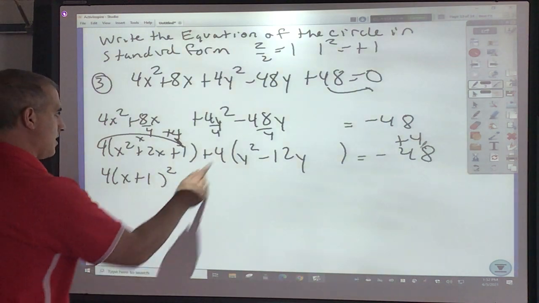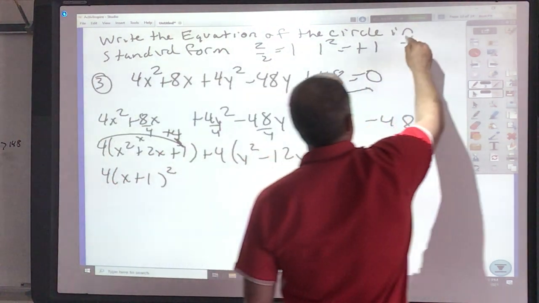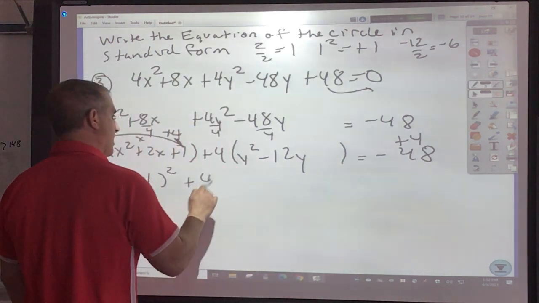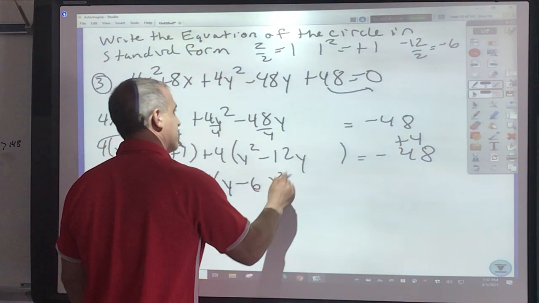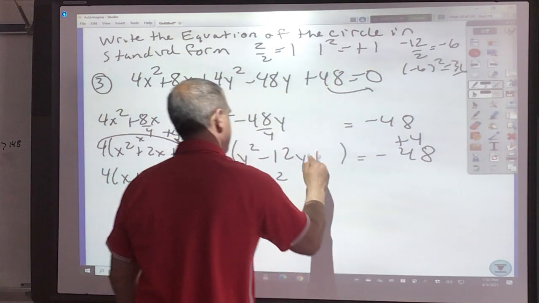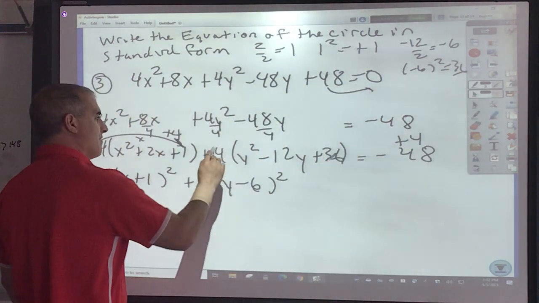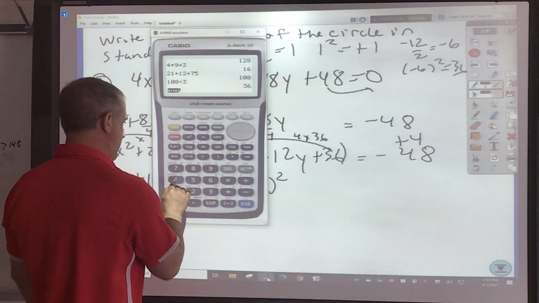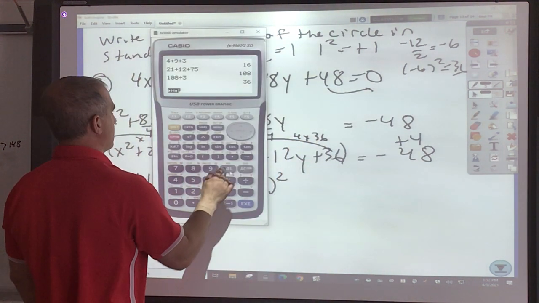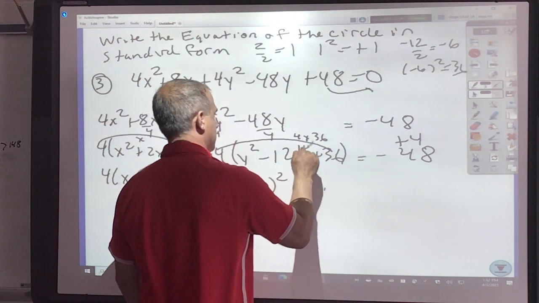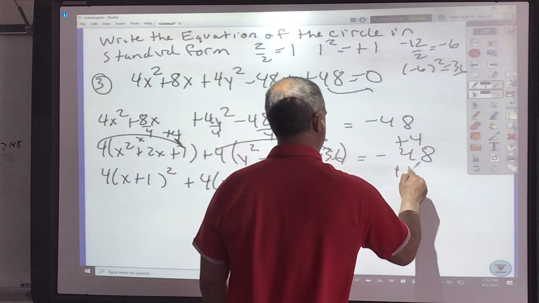Okay? Then I want to do negative 12. Negative 12 divided by 2 would be negative 6. Okay? So I got y minus 6 squared. I want to take negative 6 and square it. I get 36. Now, have to be careful. 4 times 36 would give me 144. So add 144 over here.